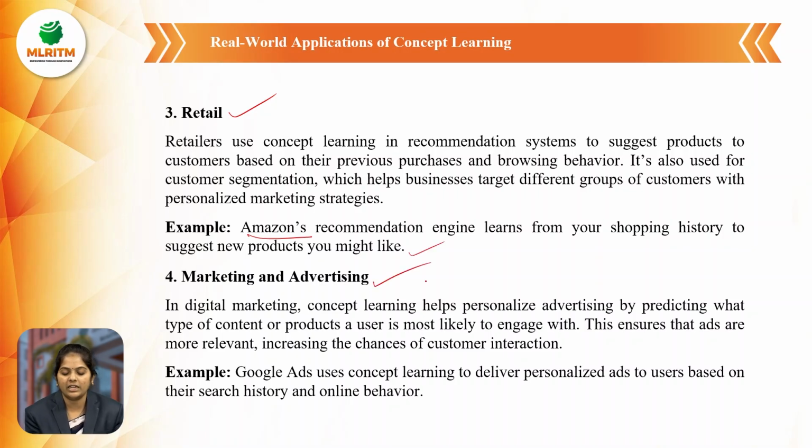Next, the fourth example is marketing and advertising. In digital marketing, concept learning helps to personalize advertising and predict what type of content or products a user is most likely to engage with. This ensures that the ads are more relevant and increases the chance of customer interaction. When we are scrolling any website, we can see a number of ads. If we are interested in a particular advertisement, it will show similar kinds of advertising. For example, Google Ads uses concept learning to deliver personalized ads to the user based on their search history or online behavior.